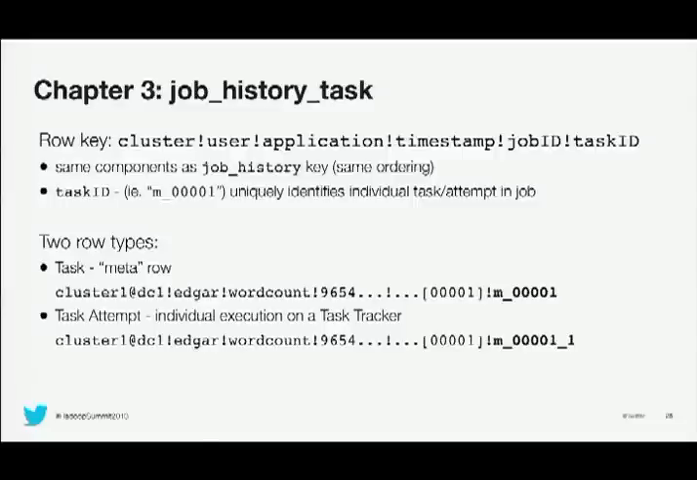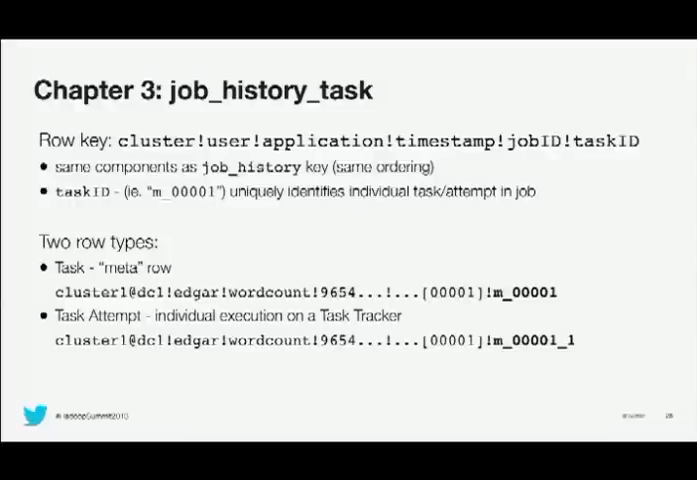The job history task table, as I mentioned, stores the task level data, and this basically extends the key structure used for the job history table. So it has all the same initial components and then appends the task ID at the end. This means we can easily join the original job to its associated tasks.